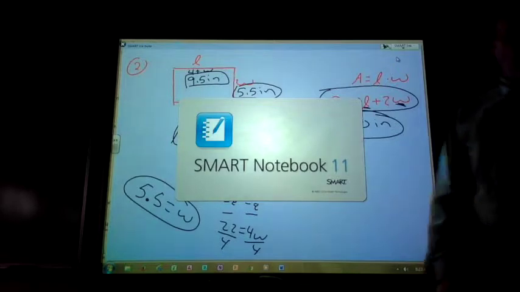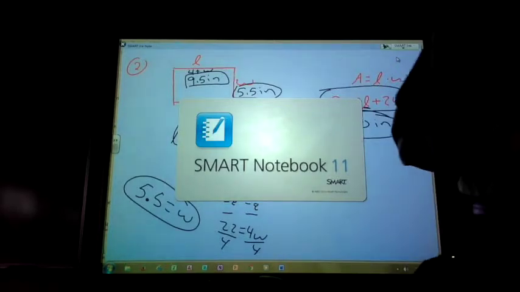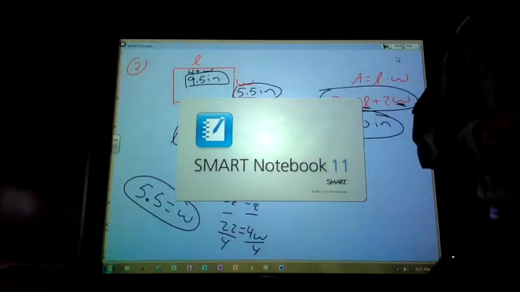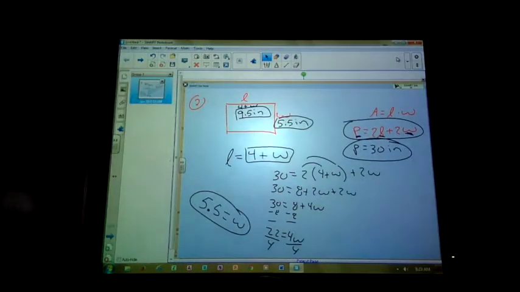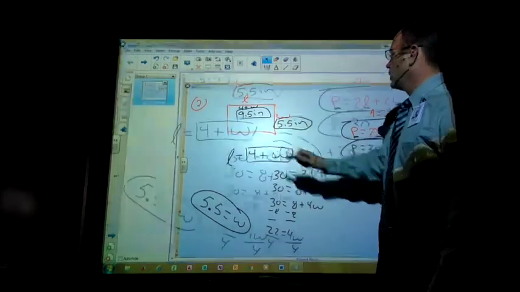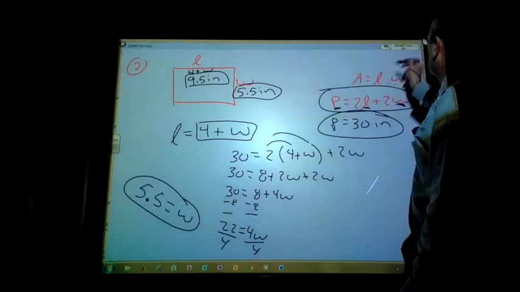We got good stuff. So, Andrew, our next problem is the length of a rectangle of a garden is 3 yards more than 4 times its width. The perimeter of the garden is 36 yards. What is the width and length of the garden? So, Andrew, another rectangle problem.